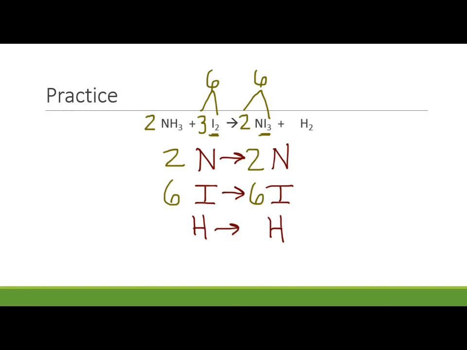Now notice that it's also fixed my hydrogen problem, because that one also was even and odd, or odd and even, I guess, in this case. And so here we have 6 hydrogen on the left. So what can I put over here? I can put a 3, because 3 times 2 would give me 6 hydrogen on the right.